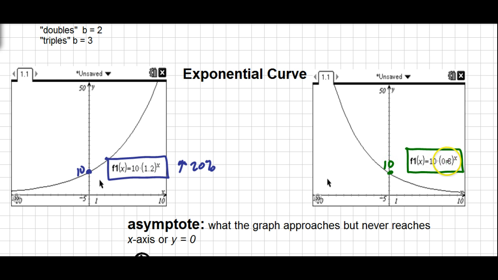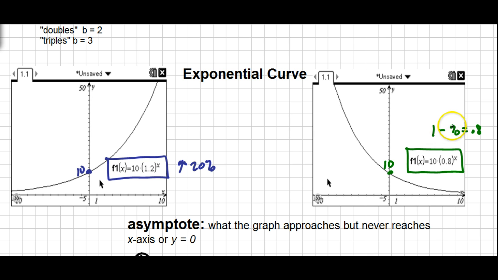But this time the B value is now 0.8. If you have a number less than 1 for B, it's going to be a decay situation. So then you have to figure out how much it is decaying. This 0.8 would have been found by taking 1 minus some percent and getting 0.8. So I usually think about these as money situations, dollars and cents.